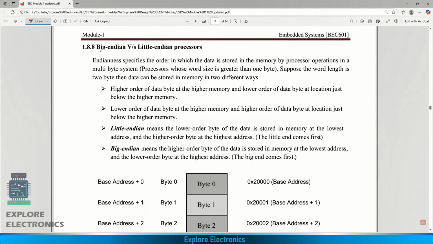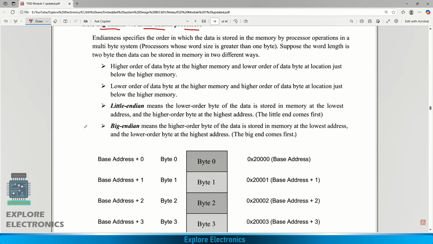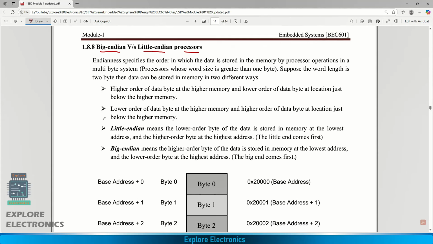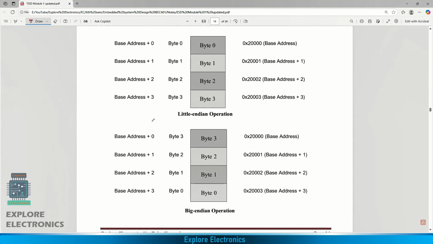Then come Little-endian and Big-endian processors. A processor can understand data in terms of Big-endian type, or it can understand it in Little-endian type. There are two types. You can see here the Little-endian and Big-endian diagrams. You will understand how the data will be stored. In Little-endian, this is your byte 0, this is byte 1, this is byte 2, this is byte 3. In Big-endian, at the top we have byte 3, byte 2, byte 1, byte 0.